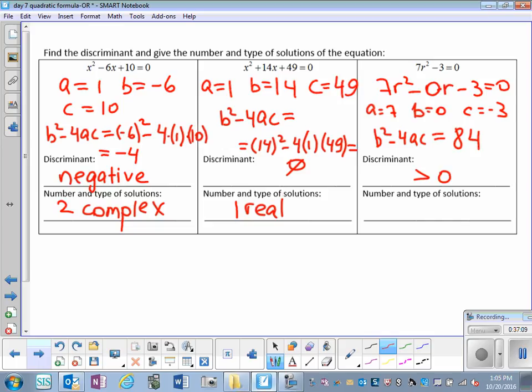What solutions will I have? Teddy, what solutions will I have? How many? The discriminant is positive, so the quadratic equation has two real numbers. Yes. Two real numbers. Questions?